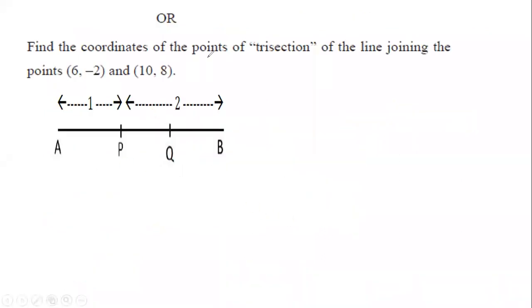Find the coordinates of the points of trisection. Trisection is where one straight line is divided into 3 parts. Okay. So here the given first point is (6, minus 2) and here (10, 8). Okay. You need to find out the value of P and the value of Q. So now find this one. You need to find out the value of P. Here AP is 2, here 1.